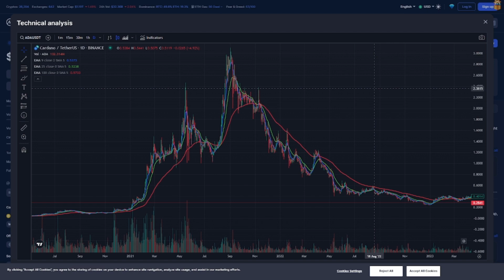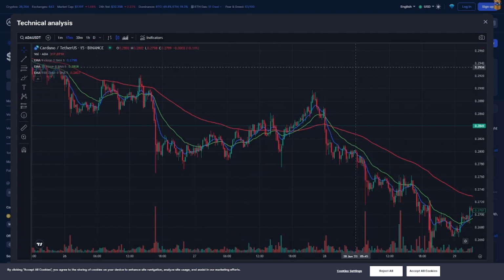Alright, let's move on to the next example. For our next example, I went into the 15-minute time, where it pretty much shows that for each candlestick, every 15 minutes, each new candlestick will be made.